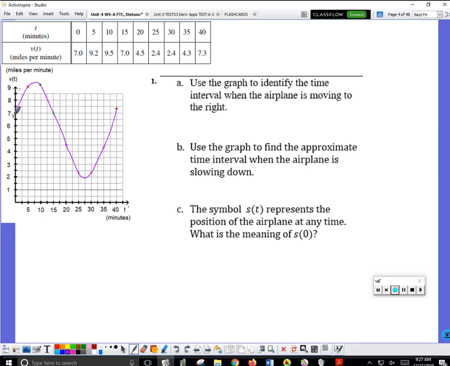Right here, what's the velocity? 7. And just kind of look at the graph. About here, what's the velocity? About here, the velocity is 9. Okay, so if the velocity is getting higher and higher, the plane is speeding up. Because the velocity is the rate at which the position changes. So this is saying, hey, the plane's position is changing by 7 miles every minute.